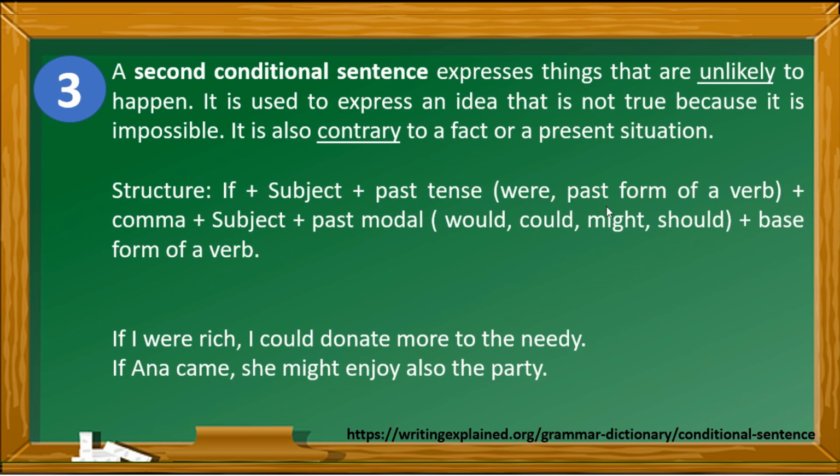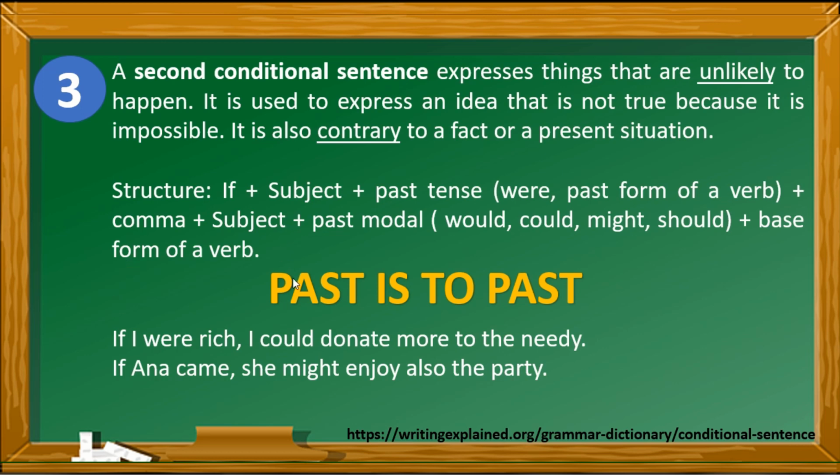If you are using an action word, use the past form of that verb. Plus, comma, plus subject, and then plus past modal. The past tense of will is would, past tense of can is could, past tense of may is might, and the past tense of shall is should, plus the base form of a verb. To summarize that structure, we have past is to past.